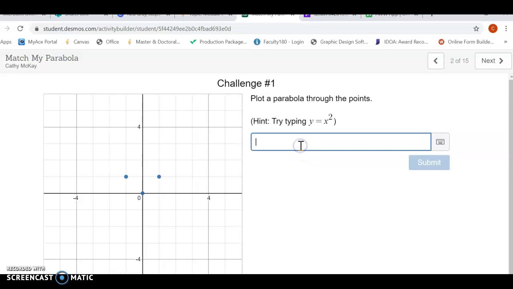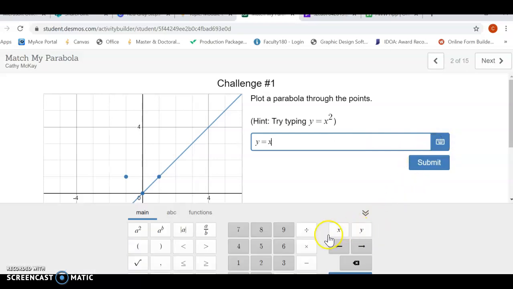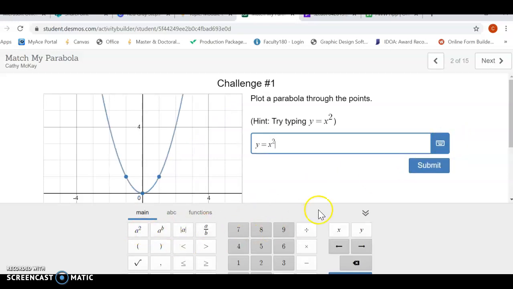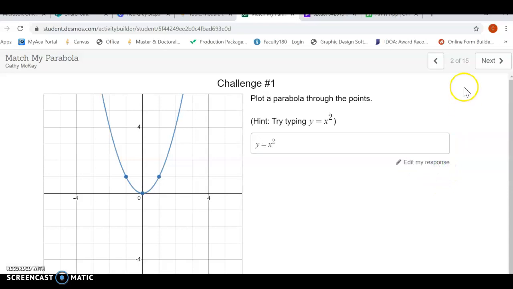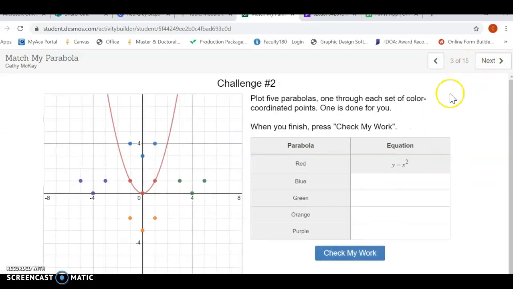So try typing y equals x, and then I want to go to squared. Notice how I clicked on the keypad button, and then I can do that. And look at that, that goes right through the points. So I'm going to submit that, and then I'm going to go ahead and go to the next one.